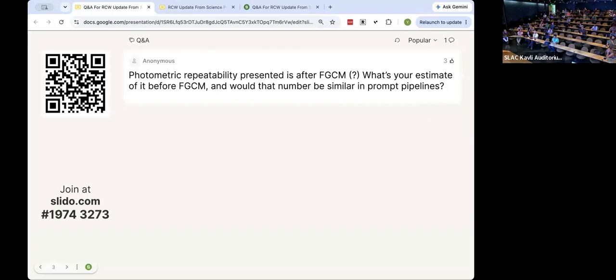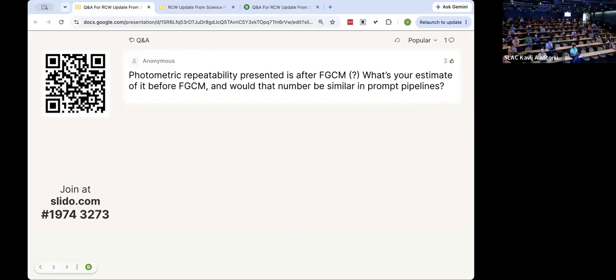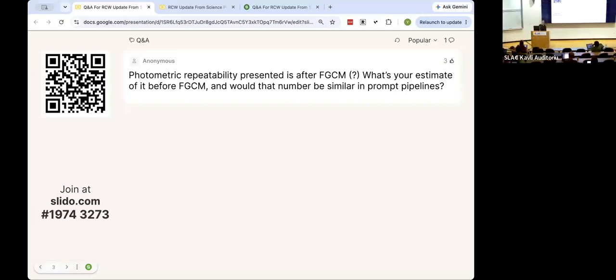Photometric repeatability before FGCM is larger. It's still going to be better than 1%. That's my expectation; I looked at this ages ago. We have the QA plots for that, and if you find us during one of the breaks, we'll show you the before and after FGCM of the photometric repeatability.